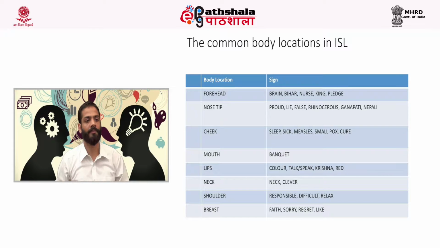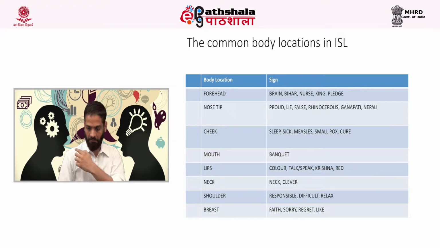So angry can be signed within this area from forehead to the cheekbone. The other location is mouth. So for example, party, say. The next location is neck. So we can sign clever on the neck or necklace on the neck.